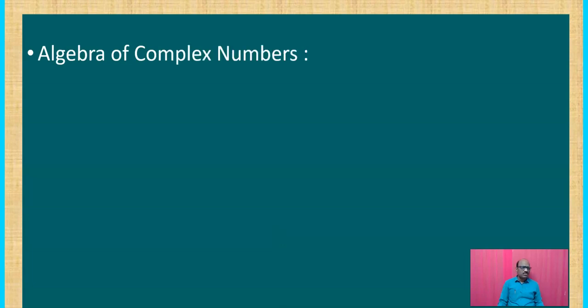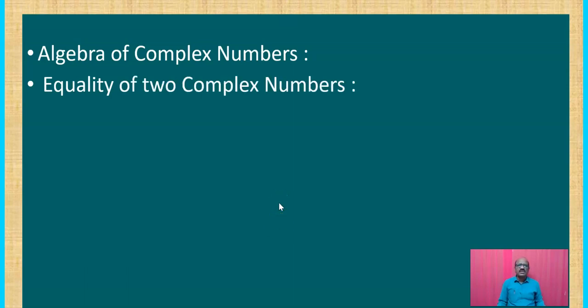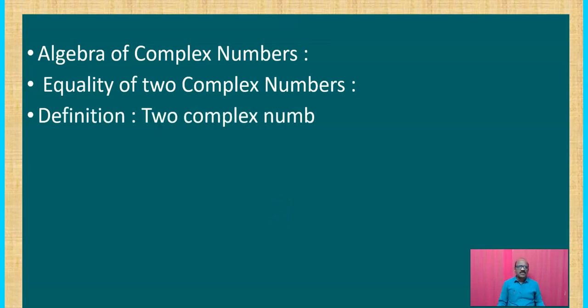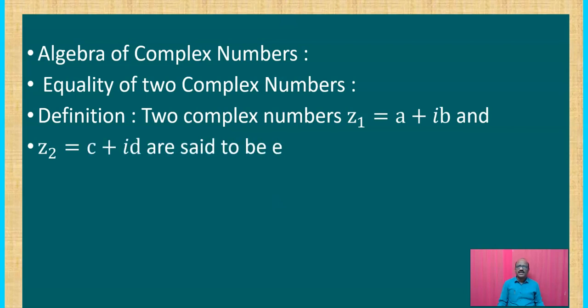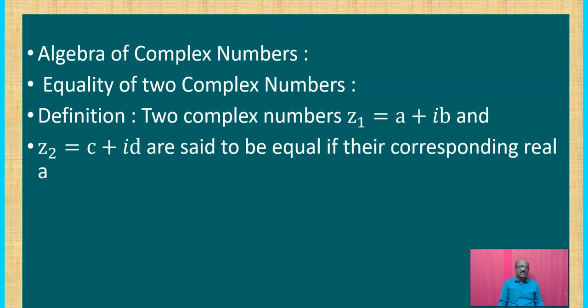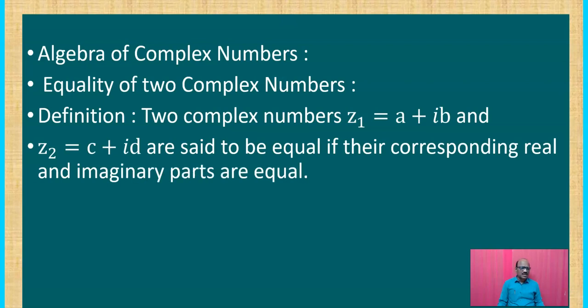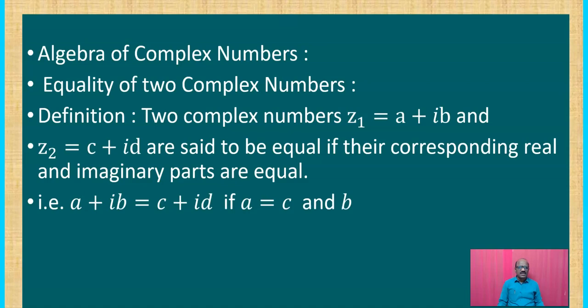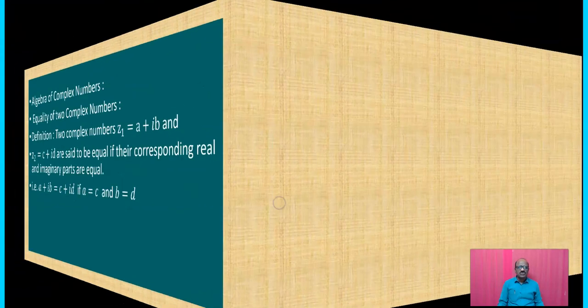Now the algebra of complex numbers. Equality of two complex numbers. The definition: two complex numbers z1 = a + ib and z2 = c + id are said to be equal if their corresponding real and imaginary parts are equal. That is, a + ib = c + id if a = c and b = d.